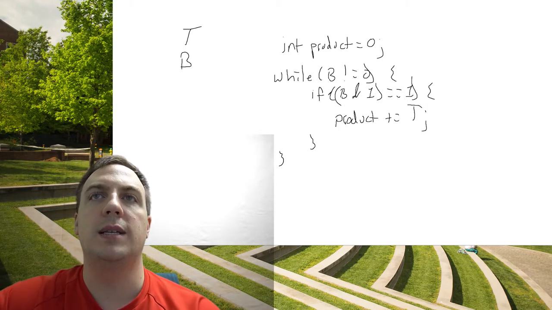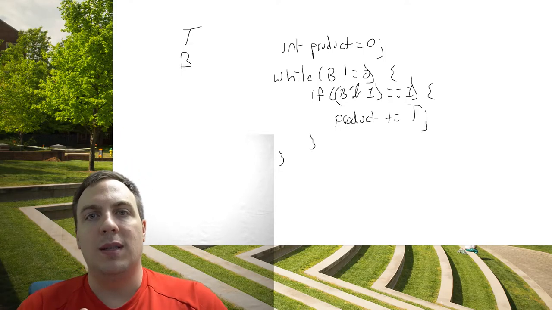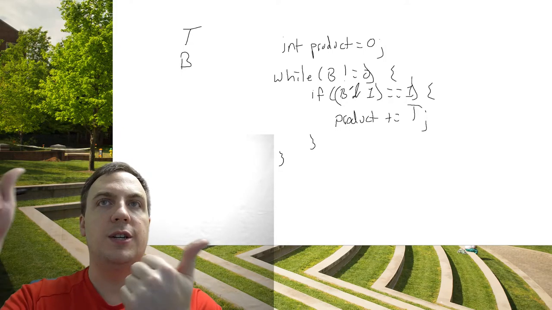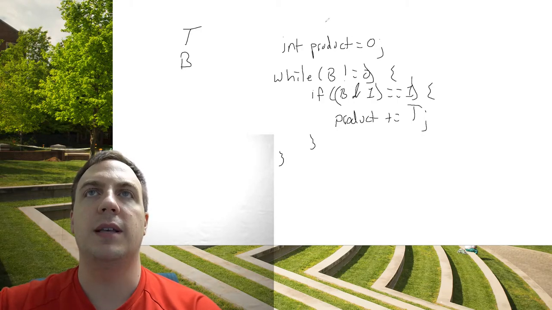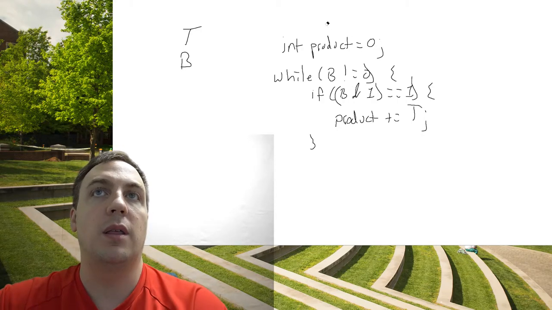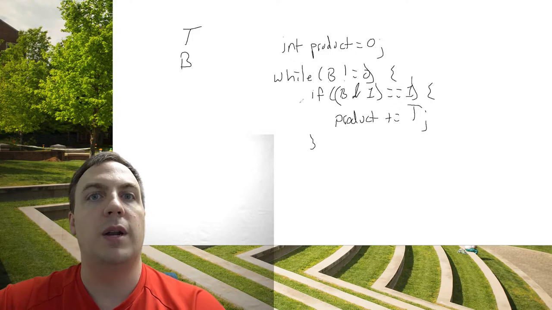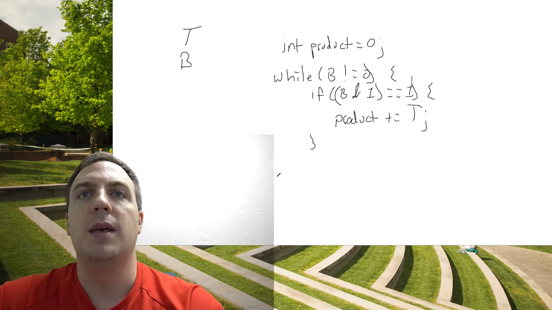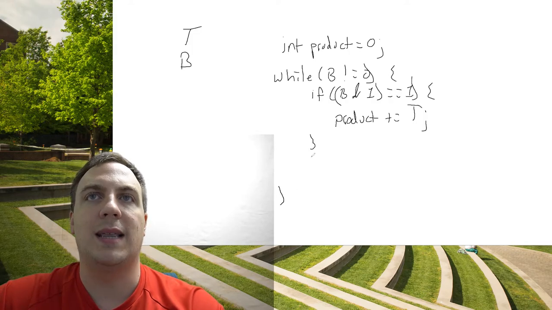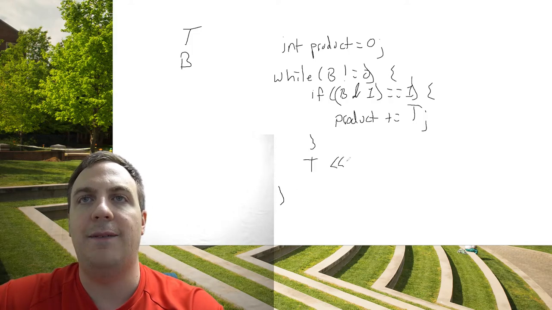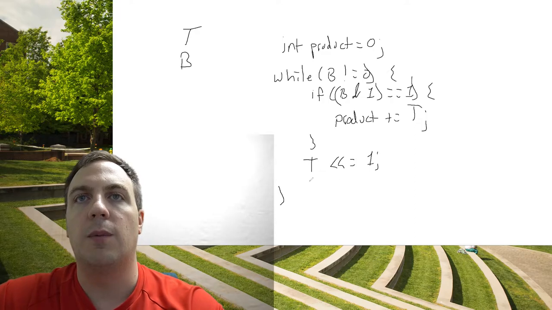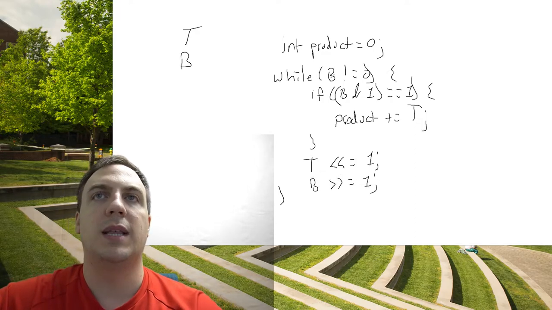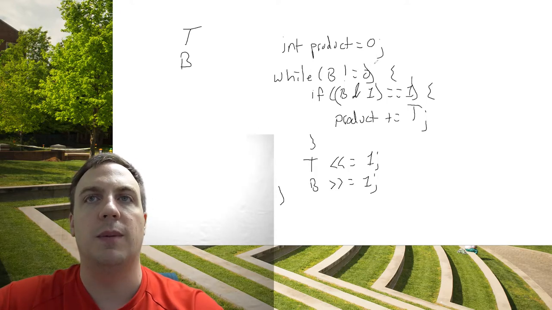If there is a one in that ones digit, we copy the number; remember, we're going to shift the bottom number right and the top number left. Otherwise, we don't do anything. We don't copy a zero down because adding zero to the product just doesn't do anything. Now that we're done with that, we take the top number, shift it left one place, and take the bottom number and shift it right by one place. Eventually, because we shift so many places, B will become zero.